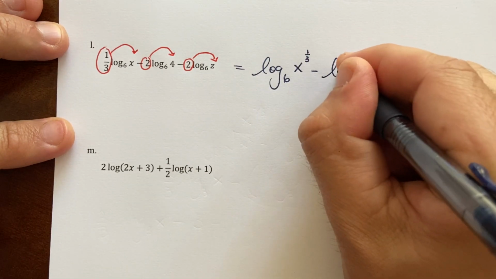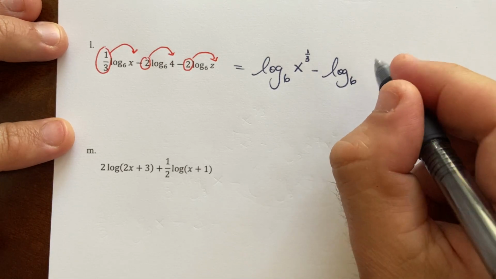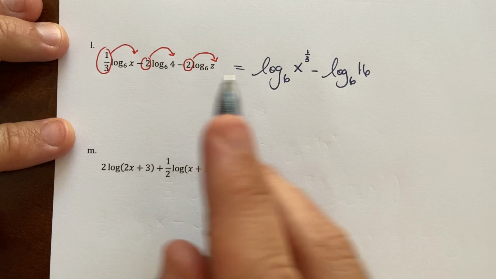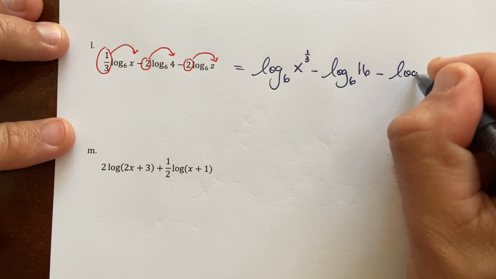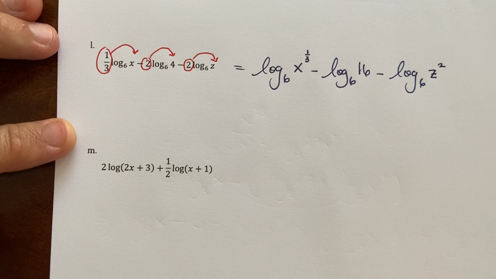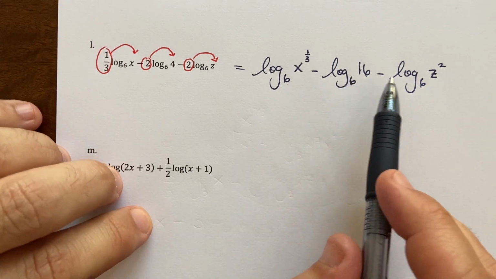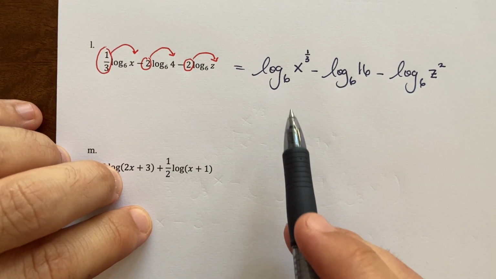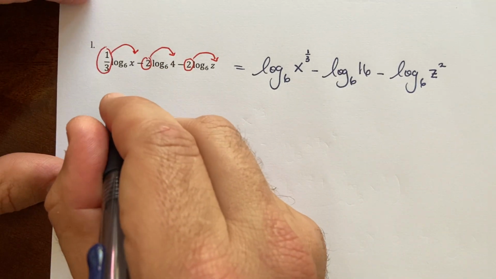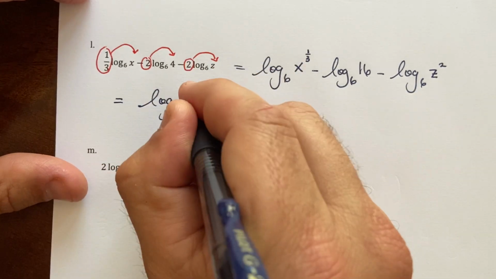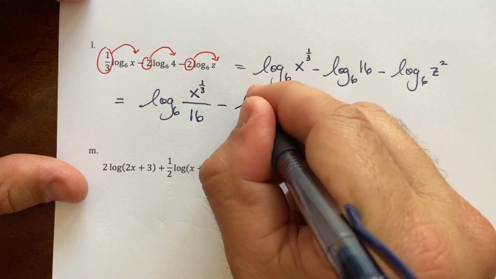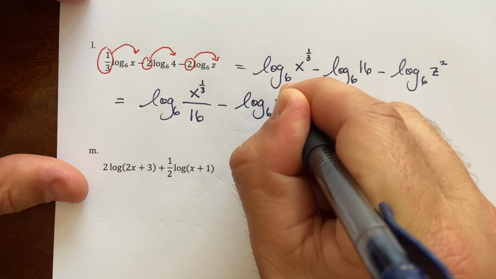Minus log base 6 of 4 squared, so I'll just write 16, right? That 2 is coming as a power on the 4. Then minus log base 6 of z squared. Okay, so now I have a bunch of log base 6 logarithms, so I can go ahead and further condense. So I'll use the quotient property. So I can say log base 6 of x to the 1/3 over 16 minus log base 6 of z squared.